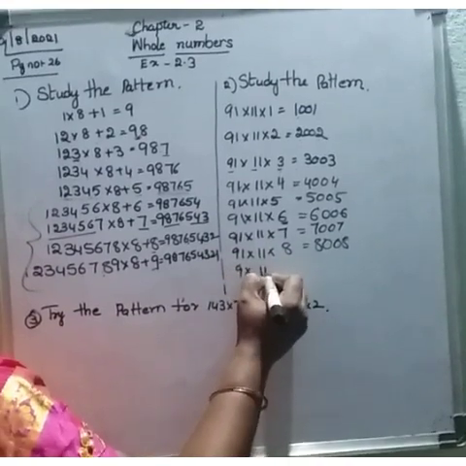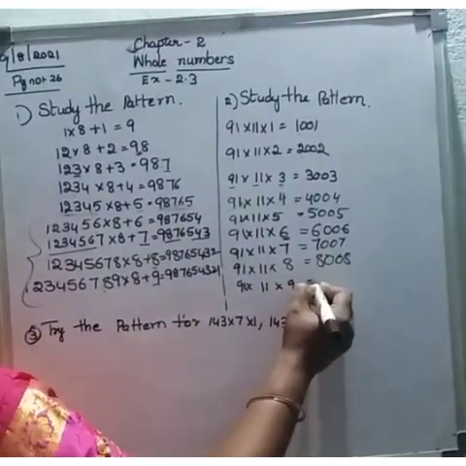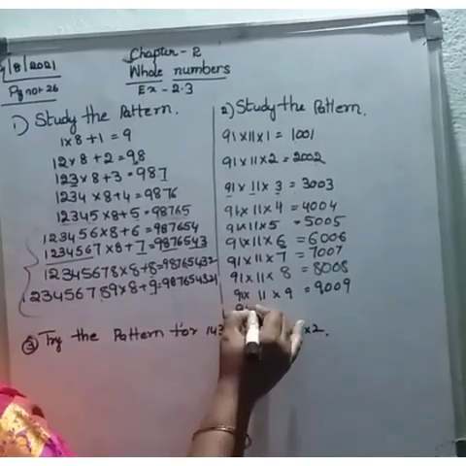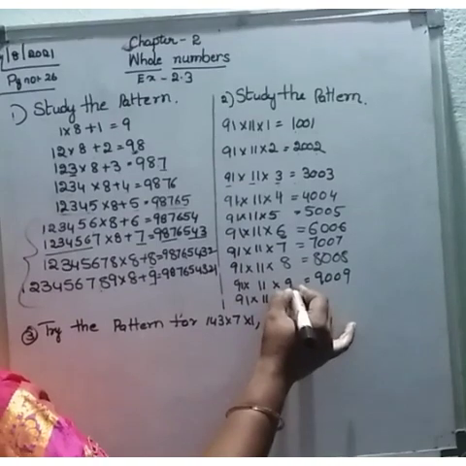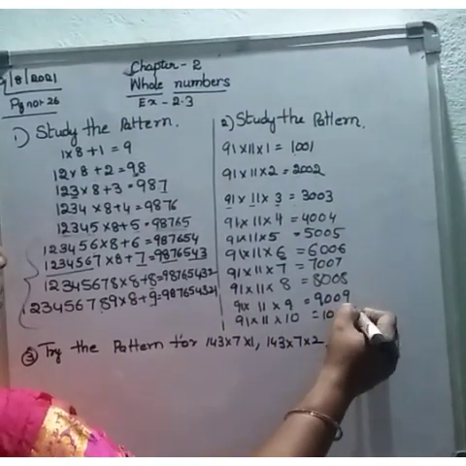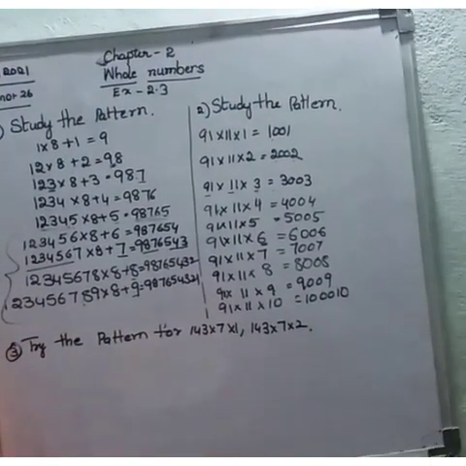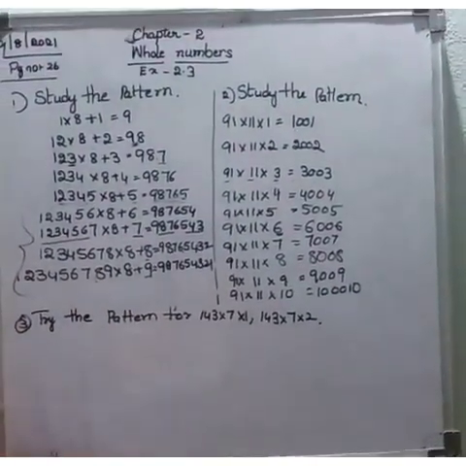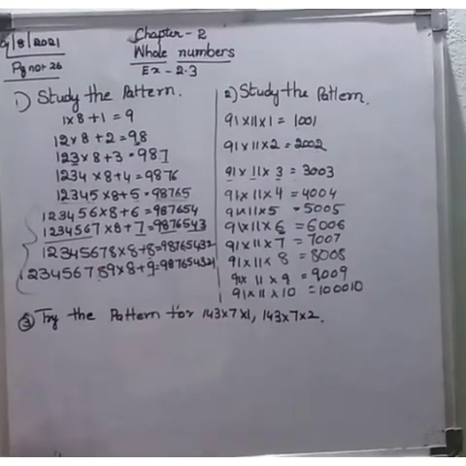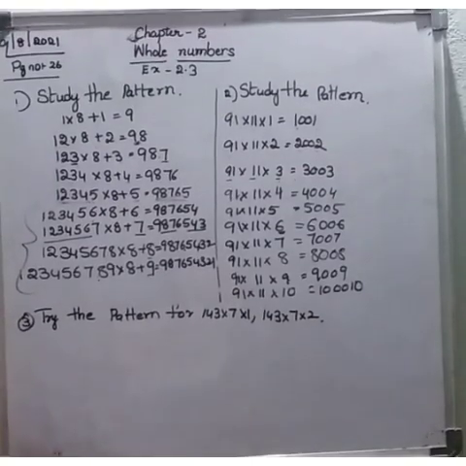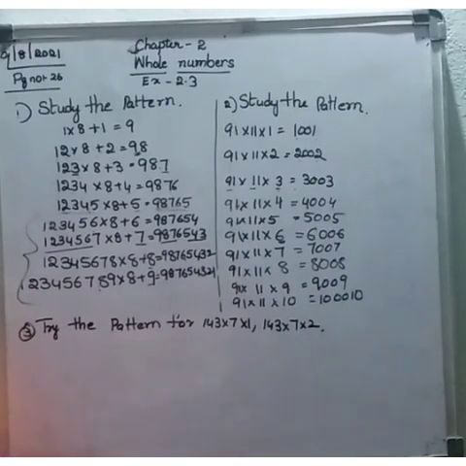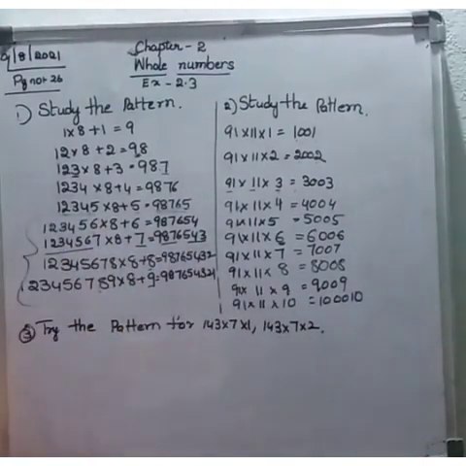91 into 11 into 9. So, 9009. 91 into 11 into 10. So 10010, right? This is how we have to get it. Next step is the next 7 steps. 1, 2, 3, 4, 5, 6, 7, right? This is how we have to find out patterns.